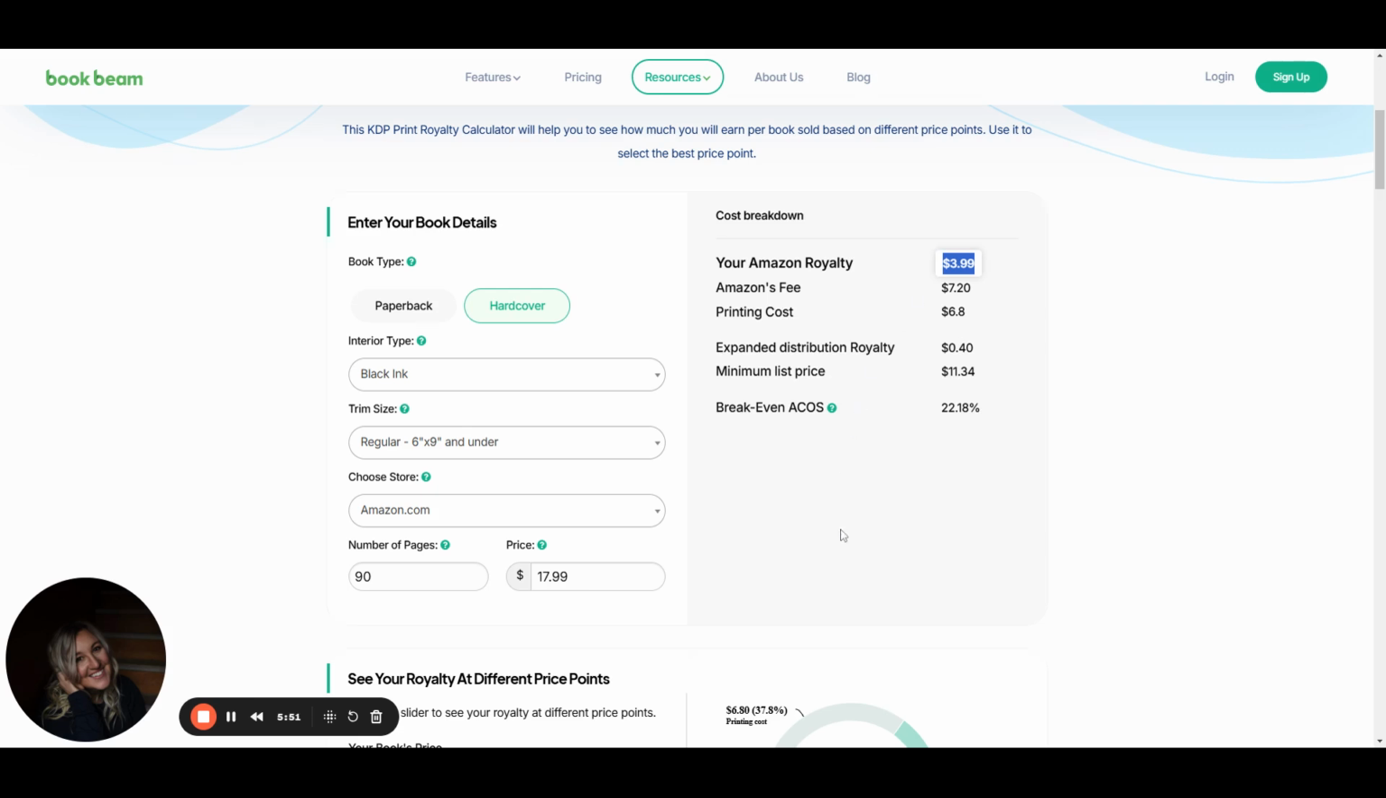So I hope this helps you understand, how do you know what your budget is? It all comes down to reverse engineering book profitability first.